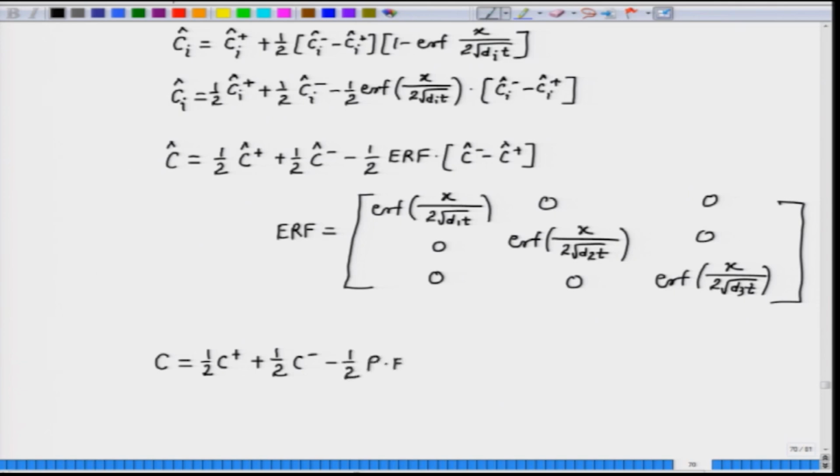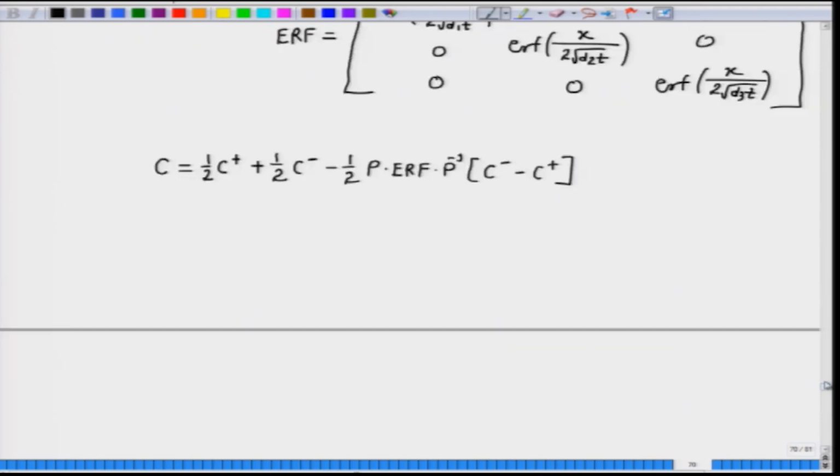times P times ERF. Now, again we smartly insert P inverse times P, which is an identity matrix, between ERF and this bracket. So, what we will get? P inverse times P, and if we pre-multiply that P with C cap minus and C cap plus, we get back the C minus and C plus matrices times C minus minus C plus. So, this is the solution for all the concentrations in a multi-component diffusion couple.